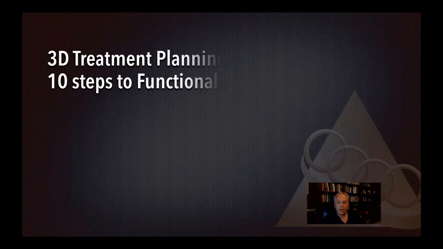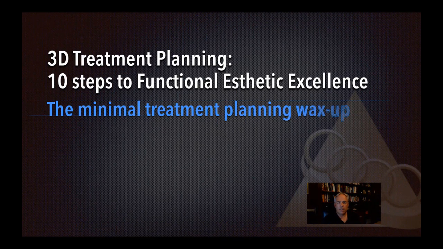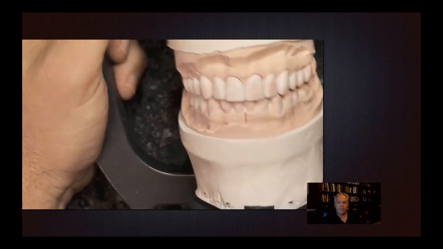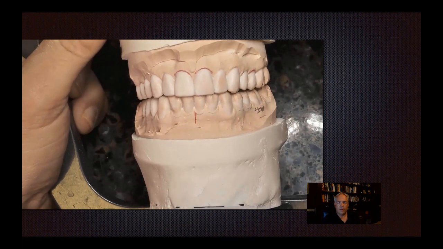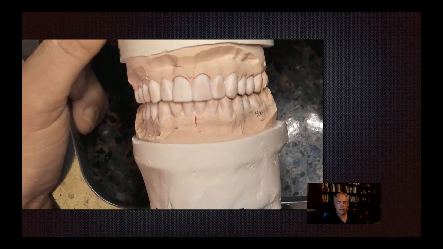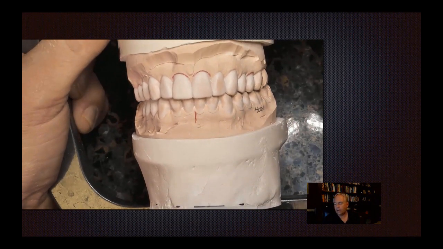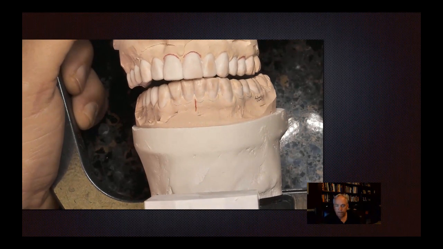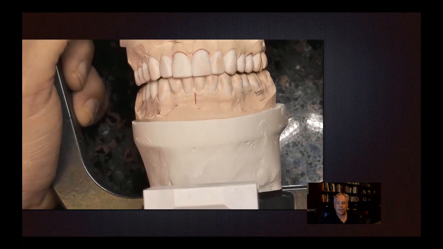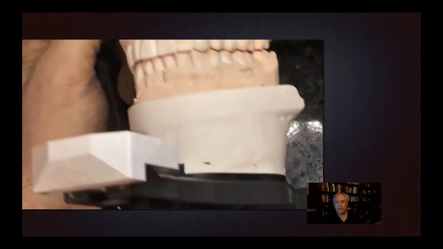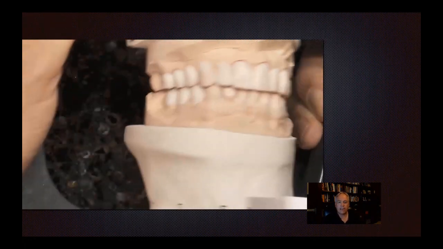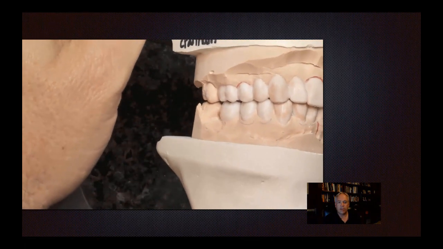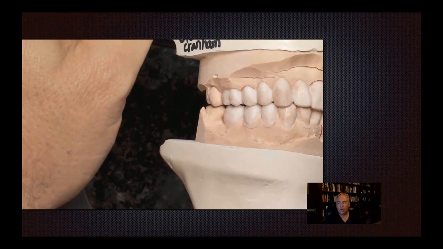And this is really what I want you to see: as we do our 3-dimensional treatment planning, we want to get to a point where we have visualized where the teeth are going to go, both aesthetically and functionally. And what you're seeing here is a nice wax up that is in centric relation, showing equal intensity contacts and definitely posterior disclusion, which is what we want.